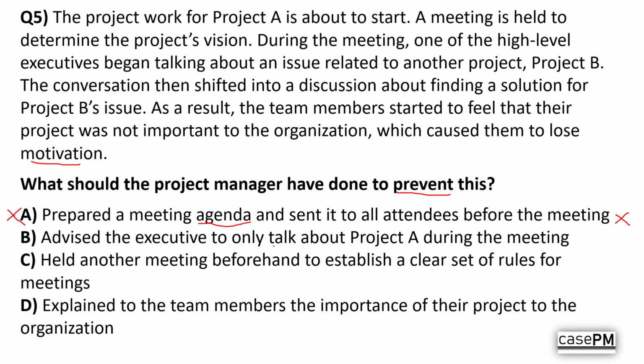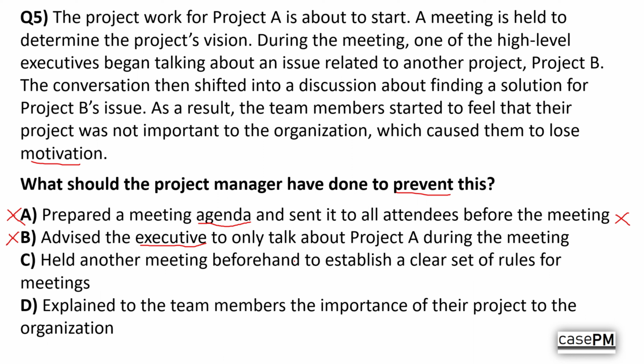Option B. Advise the executive to only talk about Project A during the meeting. This is reactive and situational. It might work once, but it relies on the project manager confronting a senior leader in the moment. It doesn't create a repeatable, shared norm for all future meetings, and it also risks relationship friction. We are seeking a systemic preventive measure, not an ad hoc intervention. So B is eliminated.